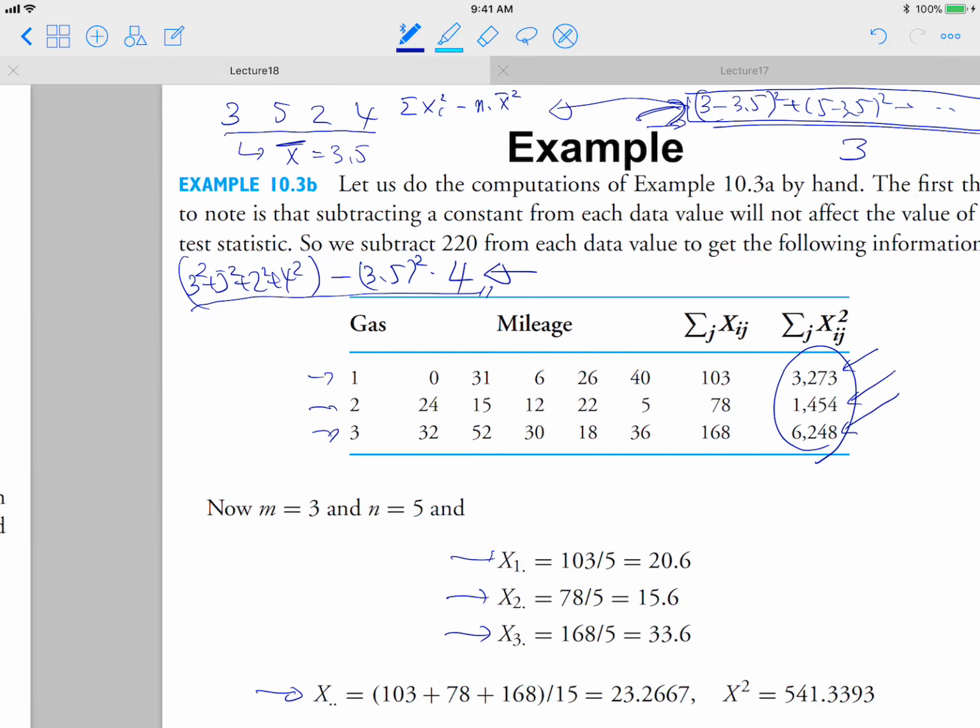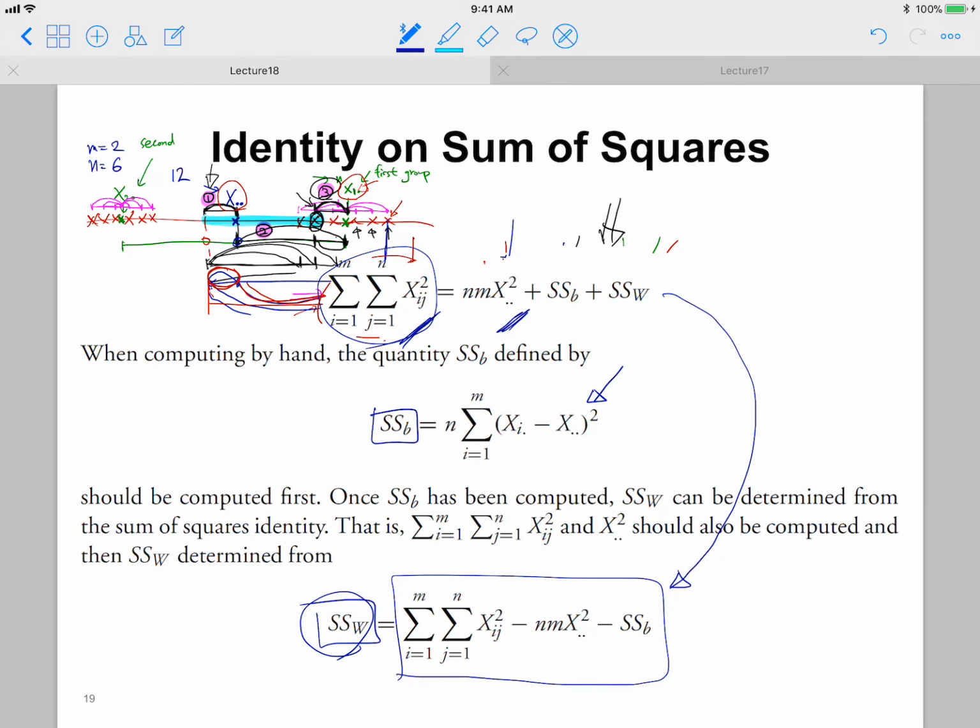Okay, and then we can compute this SSB first by using the sample mean of each group and the global mean. Okay, and then we computed this global mean, and then we can plug this in this place. And then we can easily compute this SSW by following this equation.